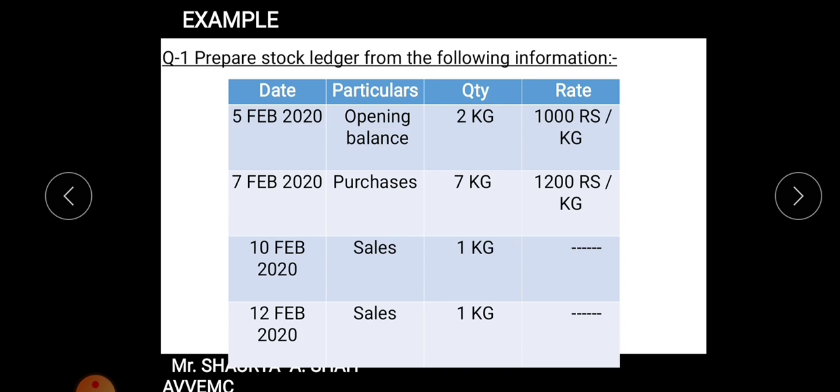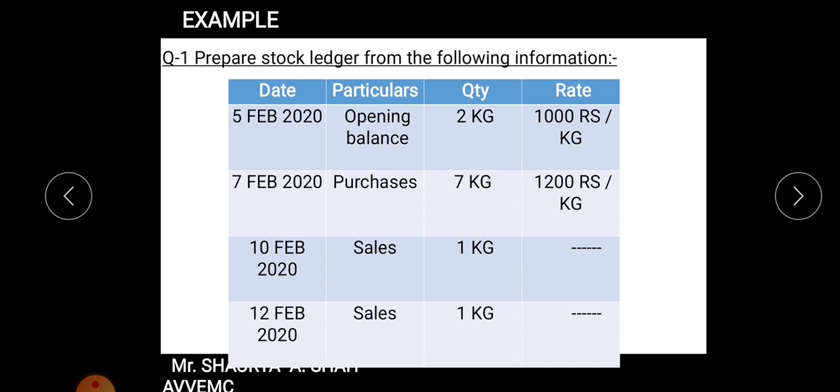Now on 5th of February, you have an opening balance of 2 kg and 1000 rupees per kg is the price. On 7th February, you purchase 7 kg at 1200 rupees per kg, students, right? On 10th of February, you sold 1 kg. On 12th of February you sold 1 kg more, right? Why is the price not given? Price you need to decide, at what price you will be issuing the material. I hope it is clear. Prepare stock ledger from the following information.